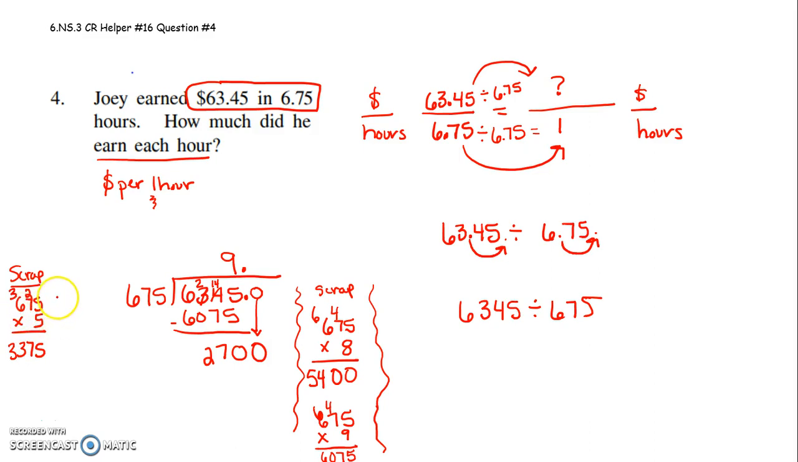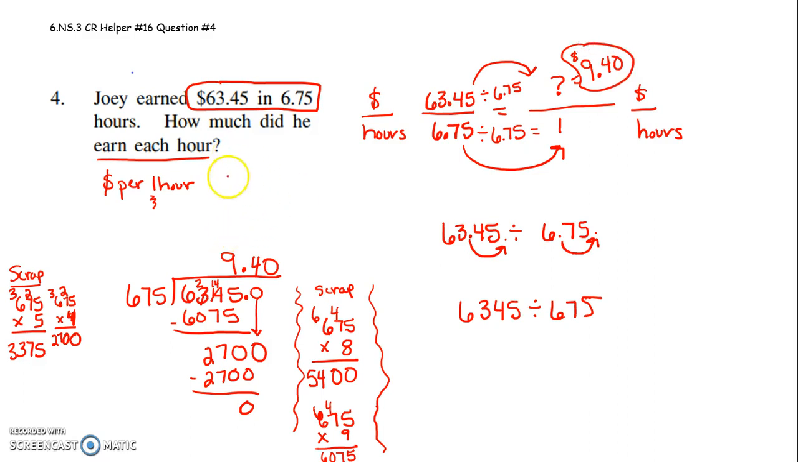All right, so now I try 675 times 4. 5 times 4 is 20. Put down a 0, carry a 2. 7 times 4 is 28, and 2 more is 30. Put down a 0, carry a 3. 6 times 4 is 24, 25, 26, 27. All right, that one works. 4 times 675 is 2,700. Subtract off, we got a 0. But with money, we would never say $9.4. We would say $9.40. So how much do they make an hour? $9.40.